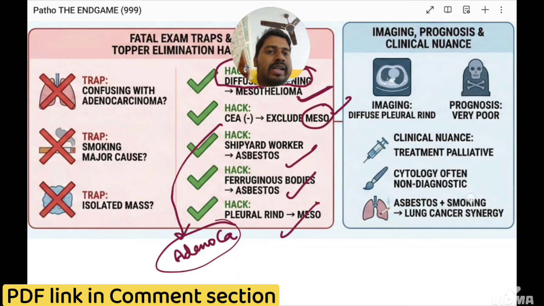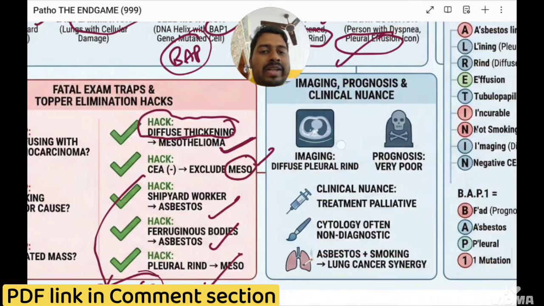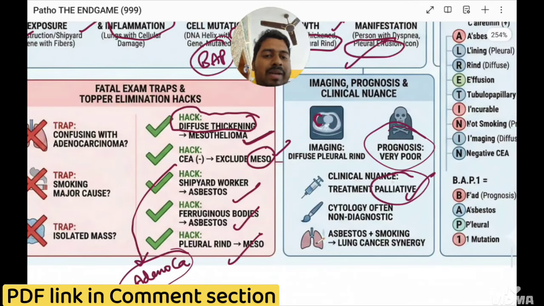These are all things I have already told you. Now on imaging, in CT you will find a diffuse pleural rind, which means pleural thickening that altogether encloses the whole lung. Prognosis is very poor for mesothelioma. Primarily, treatment is only palliative.